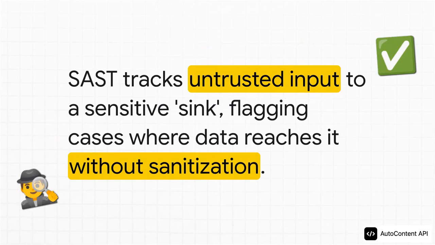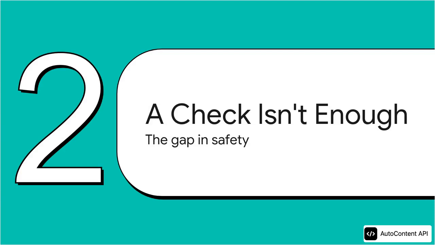It finds a source of untrusted data, like say something a user types into a web form, and it follows that piece of data as it moves through the program. If that data ever gets to a sensitive spot, what we call a sink, without being properly cleaned up or sanitized, a red flag goes up. It's just like an inspector with a clipboard and a checklist. Did you sanitize this? Yes? No? Tick.